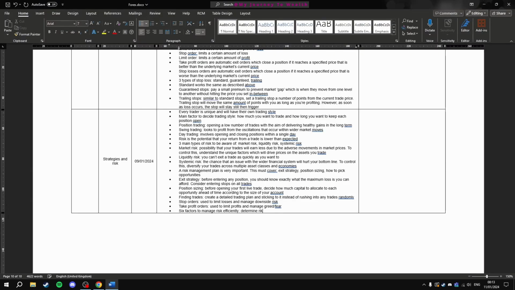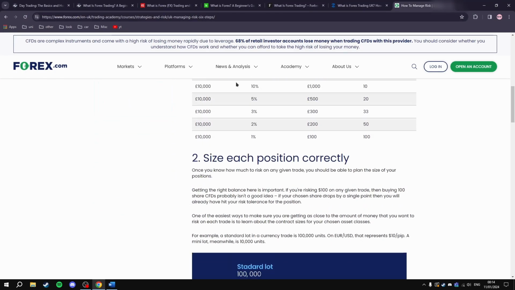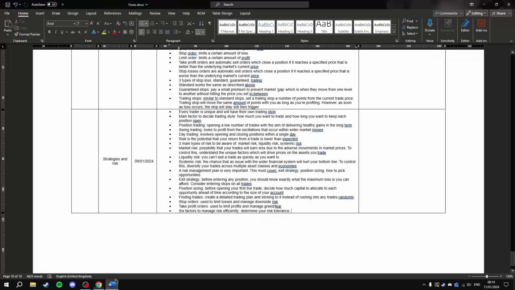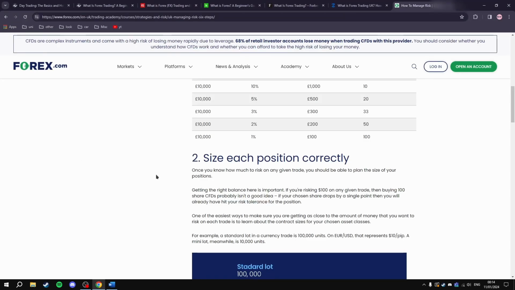Determine risk. Size each position correctly. Once you know how much to risk on any given trade, you should be able to plan the size of your positions. Size. Getting the right balance here is important.